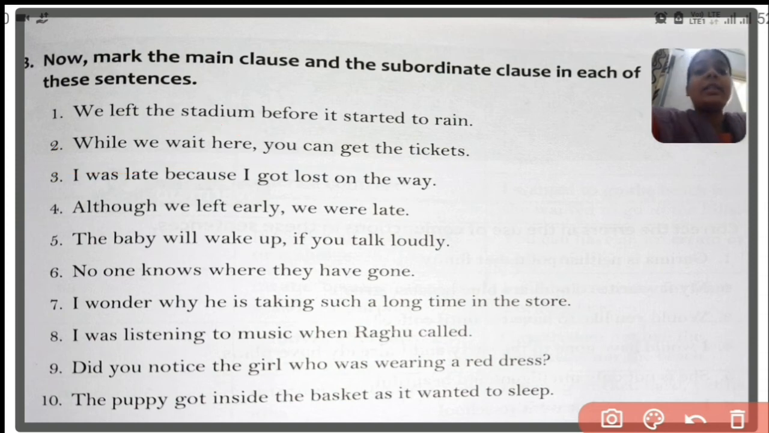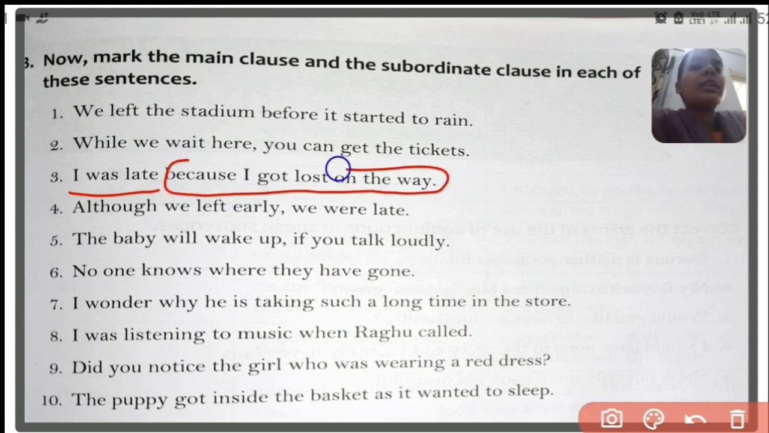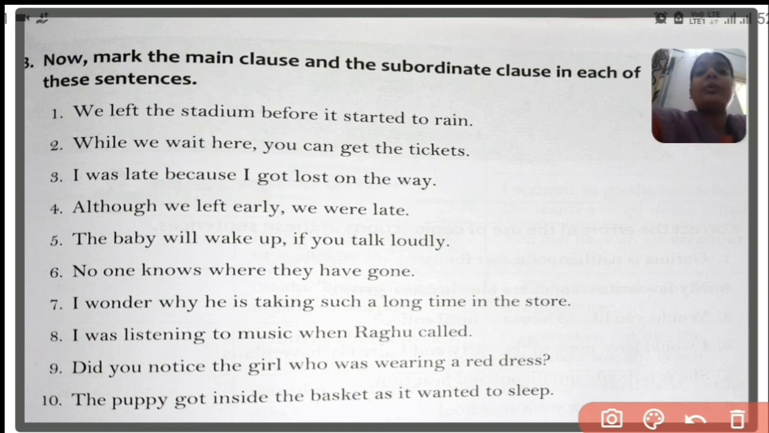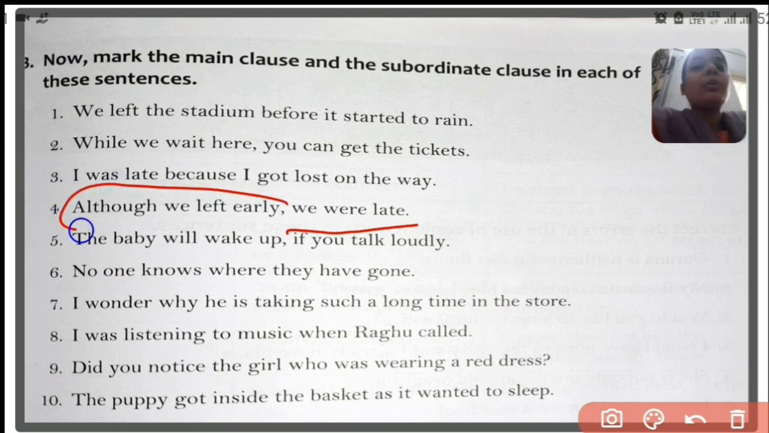I was late because I was lost on the way. So I was late is the main clause, whereas because I lost the way, this is the subordinate clause. Although we left early, we were late. So we were late here is the main clause, whereas although we left early, that is the subordinate clause.